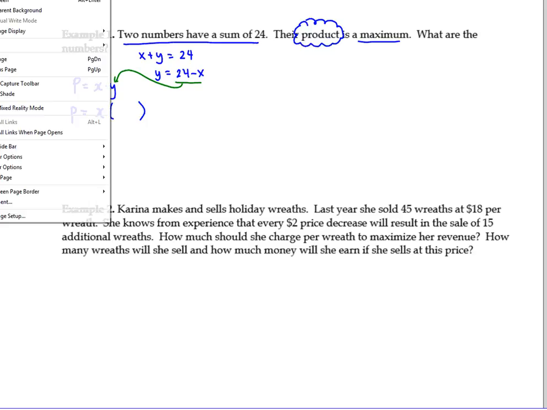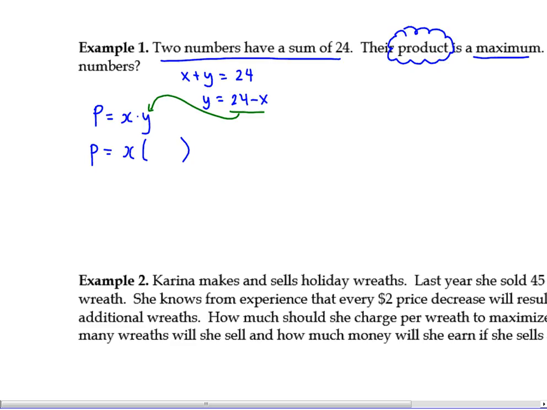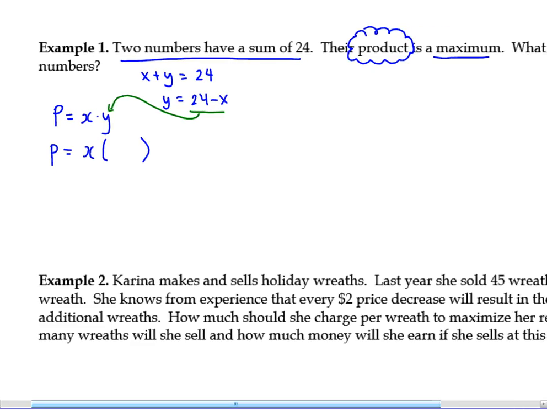Here, do you want me to zoom in? Is that better? A little bit?